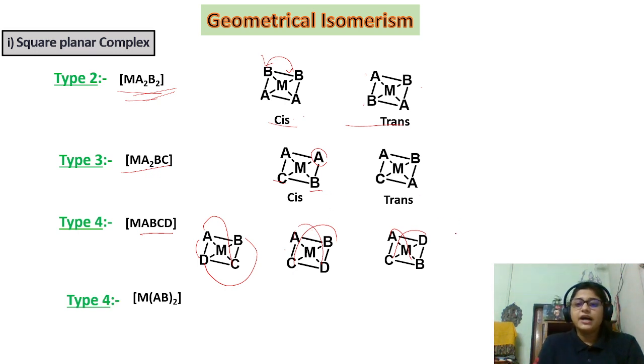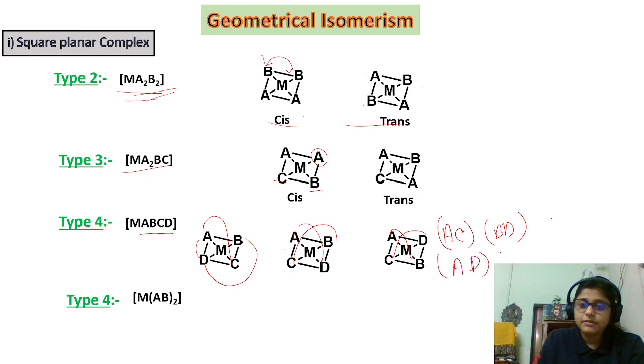So combinations, in a short way, you can say AC, BD is only left, BD. Then AD and BC, of course, these two are left. Then AB and CD. Okay. No other combinations are possible, right? Now coming to the M(AB)2.